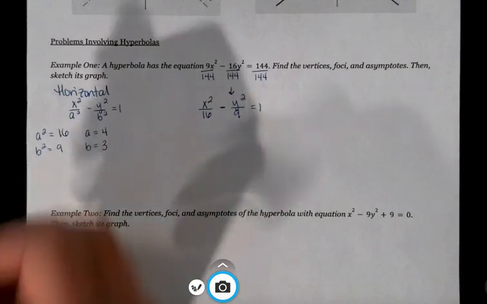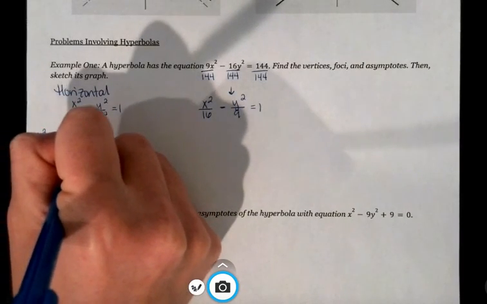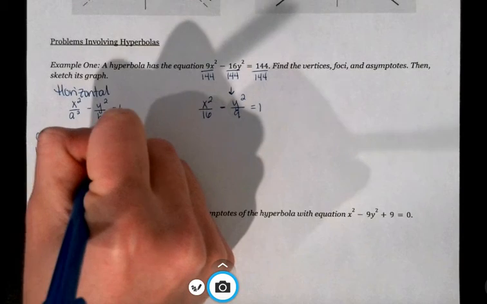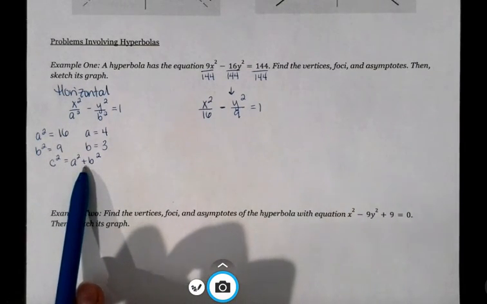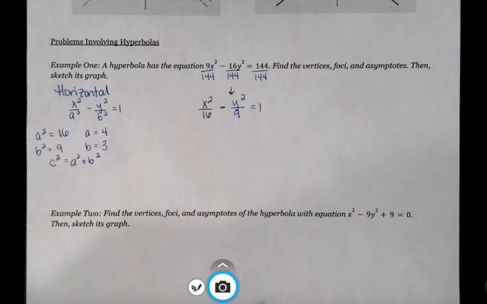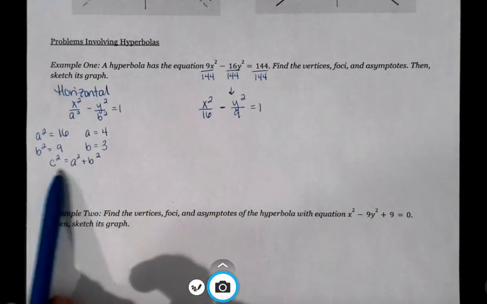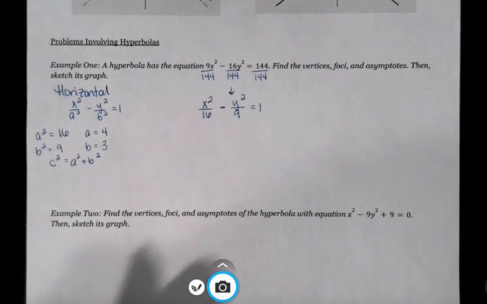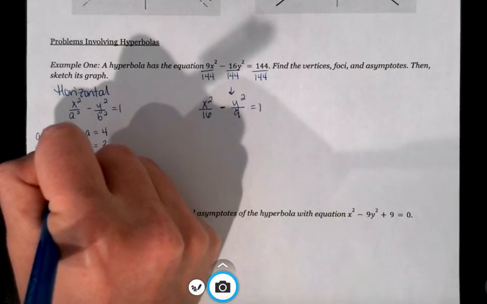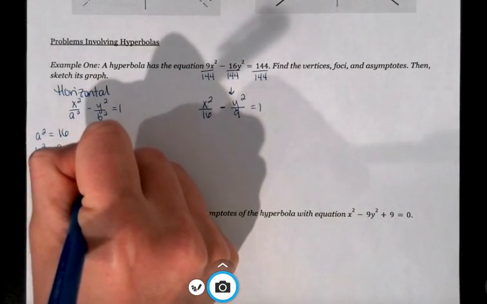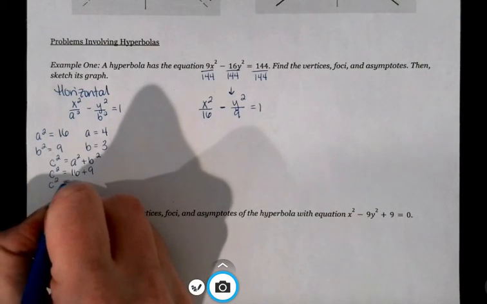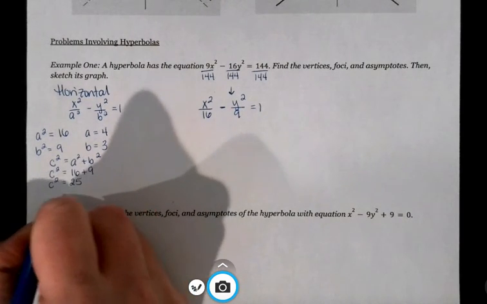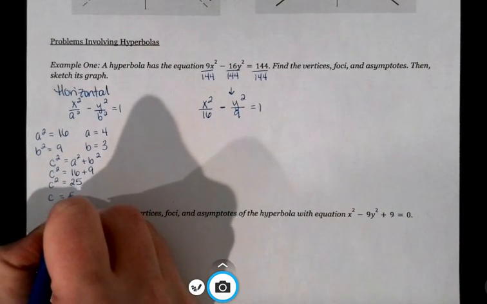If I want to find c squared, I'm going to use my formula. This formula is different from the one for an ellipse. This one we're adding a squared and b squared. So I want to be careful with the equation that I'm using. Make sure you're using the one that's for the correct conic section. So this is the one specific to hyperbolas. So I can go ahead and plug things in. I don't have c squared, but I know a squared is 16 and b squared is 9. 16 plus 9 is 25. So I know c would be the square root of 25, which is 5.